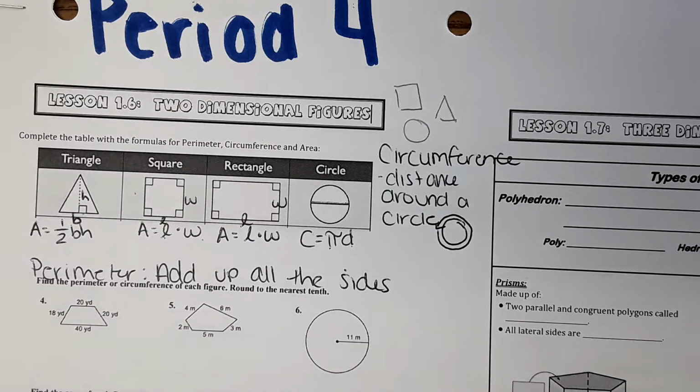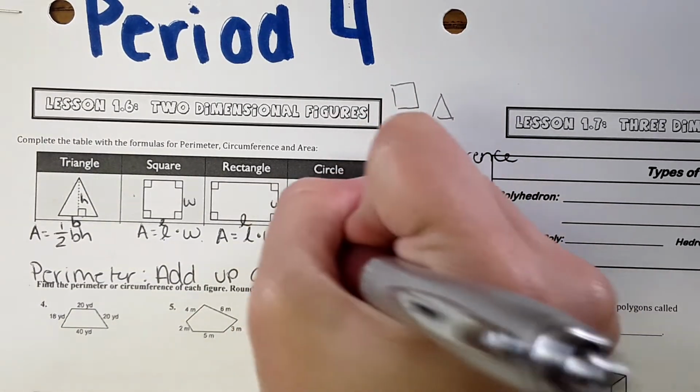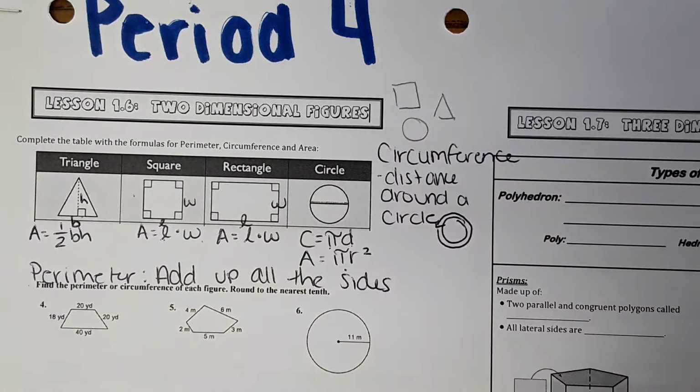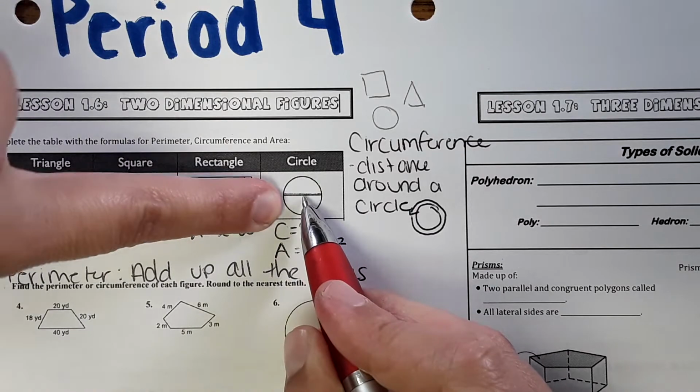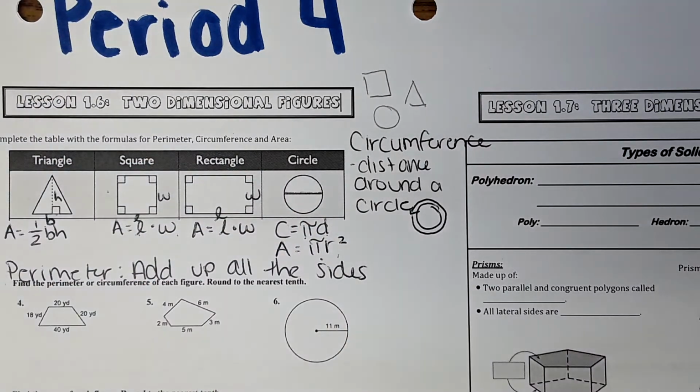And then area of a circle is the same equation that you used yesterday. Area equals pi r squared. Which if they gave you the diameter, you would have to divide that by 2 and then plug it into the equation.